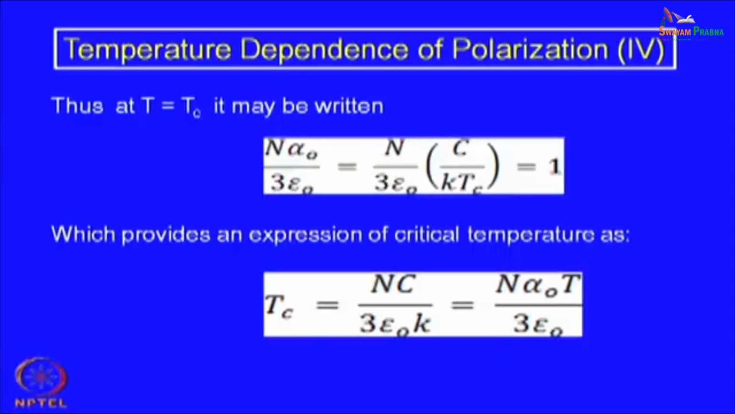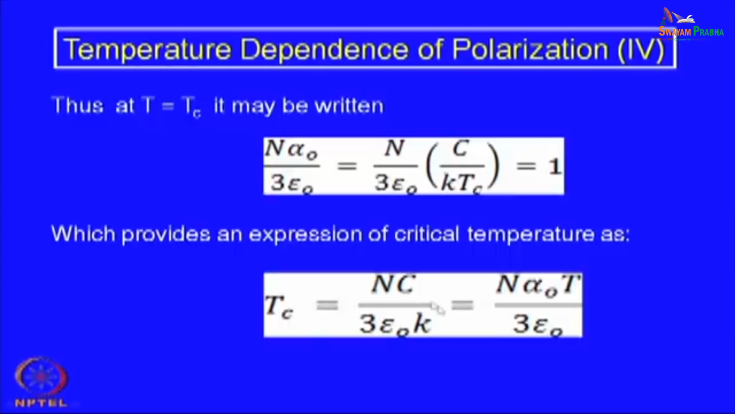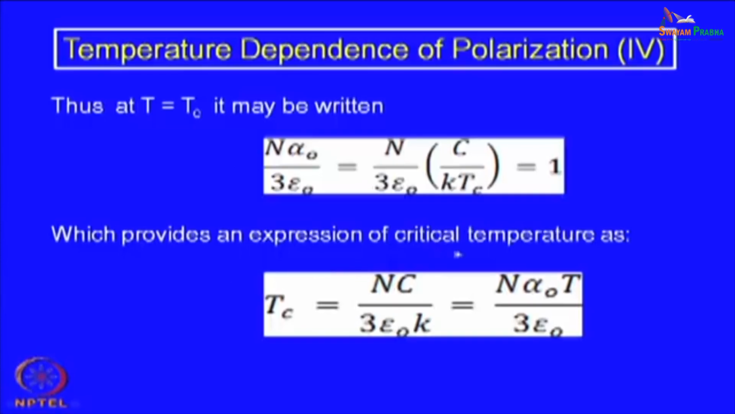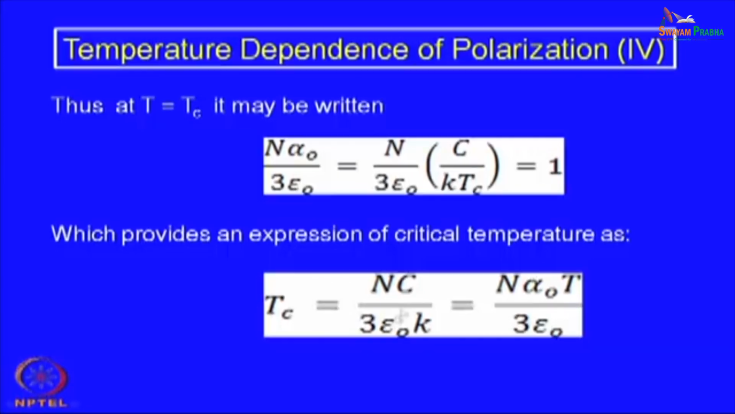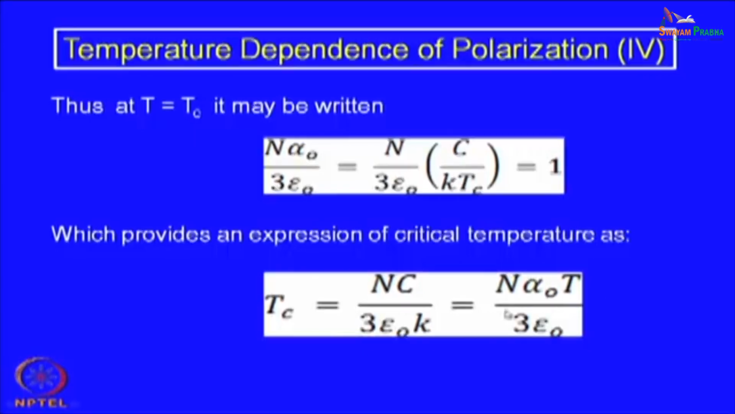Thus, at T equal to T c, this is satisfied when n alpha naught by 3 epsilon naught becomes 1. So this is a situation where the temperature we consider as a critical temperature, which provides an expression of the critical temperature as T c equal to this value. Just by transposing it, one can find out this is the expression for T c.